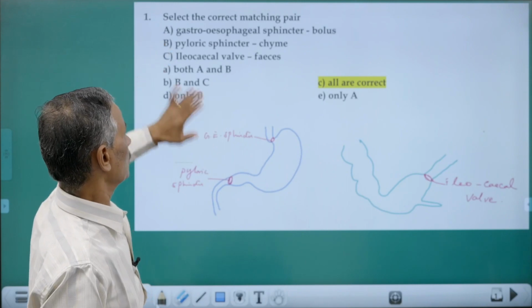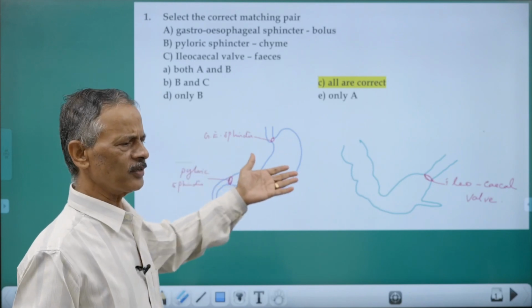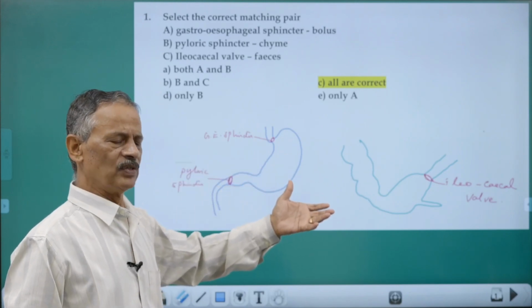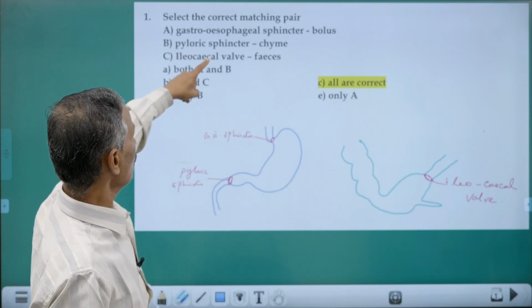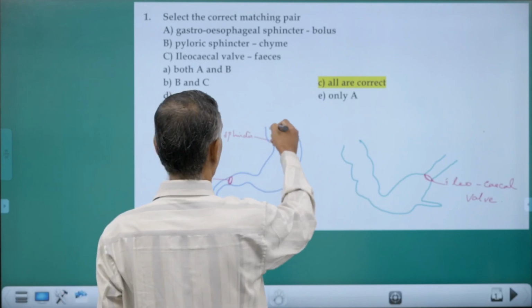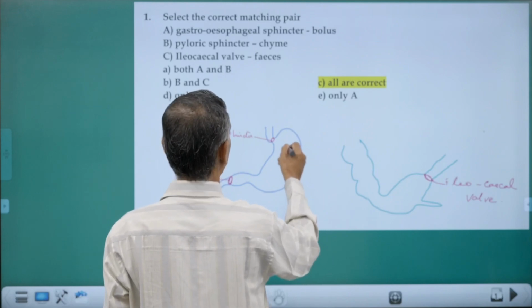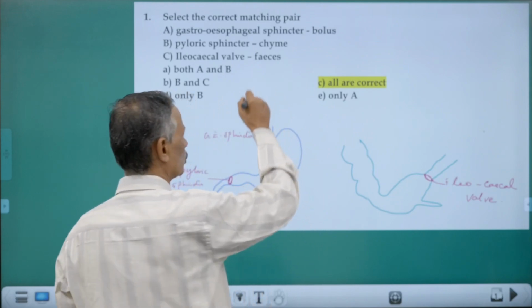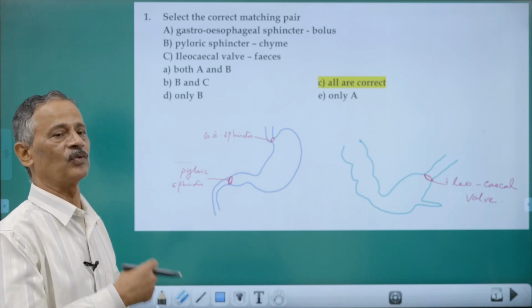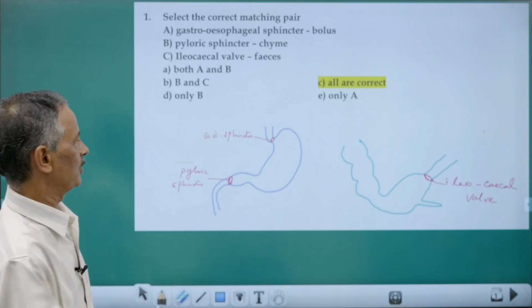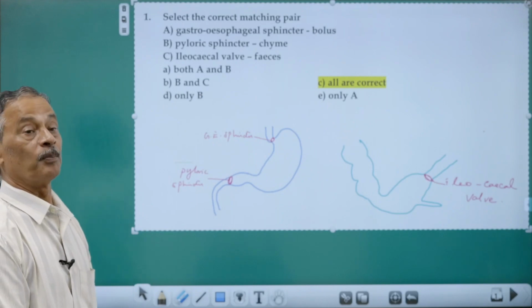Select the correct matching pair. Gastroesophageal sphincter. What is a sphincter? A sphincter is a circular muscle which acts as a valve that regulates the flow of something. The gastroesophageal sphincter is preventing the backflow of food from the stomach back to the esophagus, and thus it is preventing the food from reaching the buccal cavity from the stomach. So it is regulating the passage of bolus.